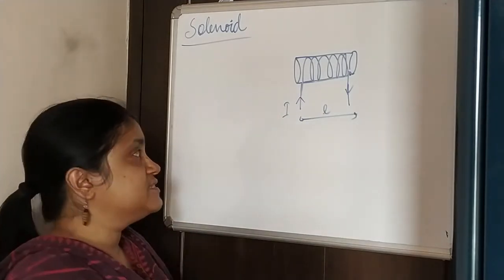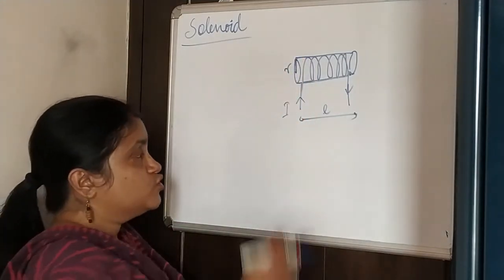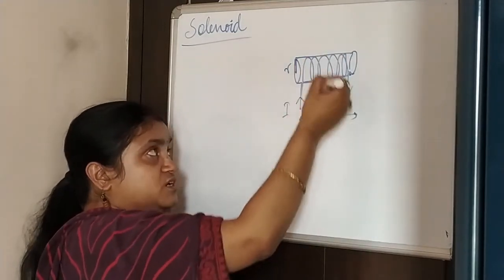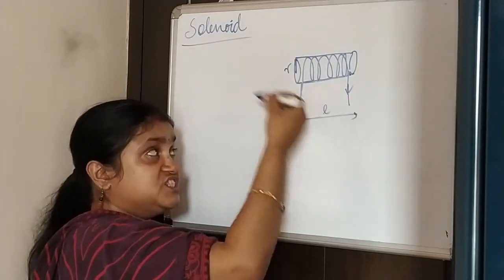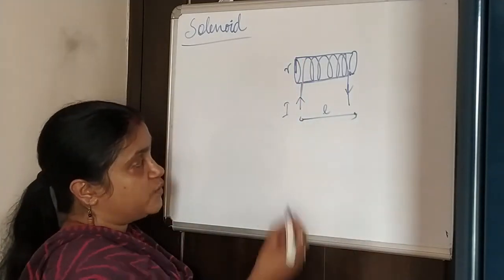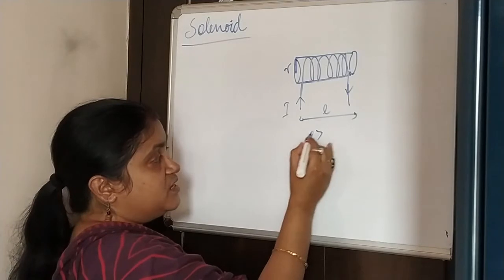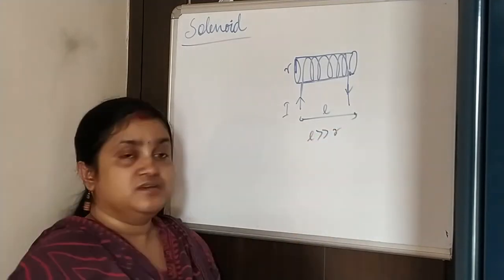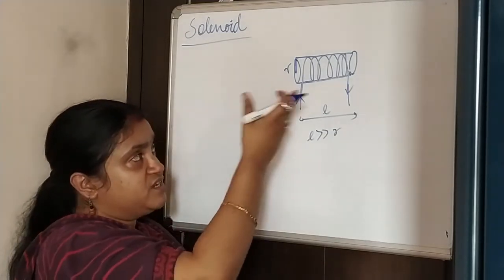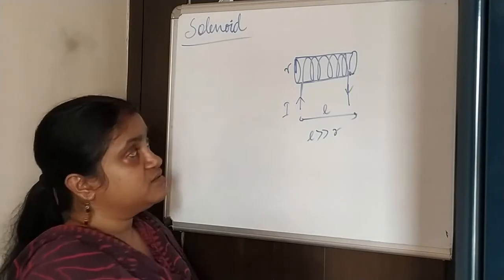So the length of the solenoid is L. The radius of this solenoid, suppose this is R. So this is a particular hollow cylinder, which is wound with a wire carrying a current I. The length is L, the radius is R. For all solenoids to work properly, the length has to be much greater than R, which is the radius has to be negligible when we compare it with the length of the solenoid.